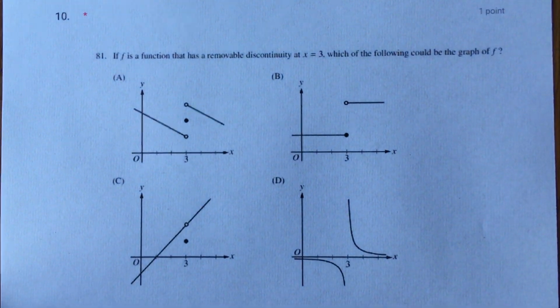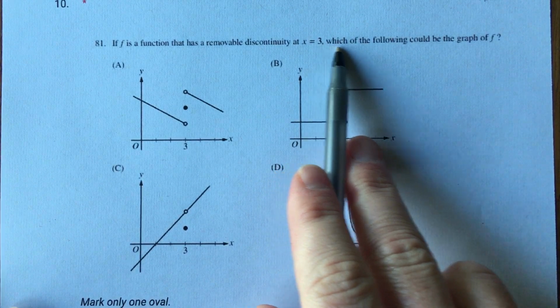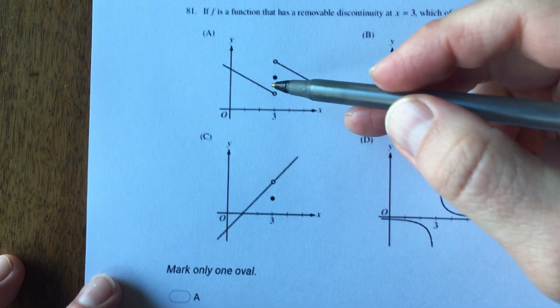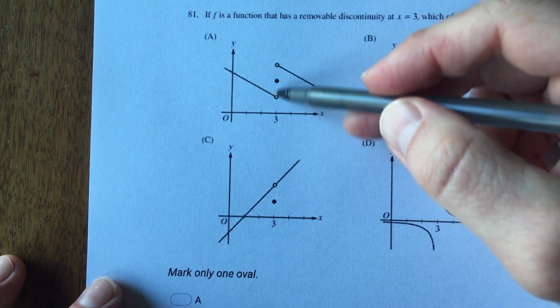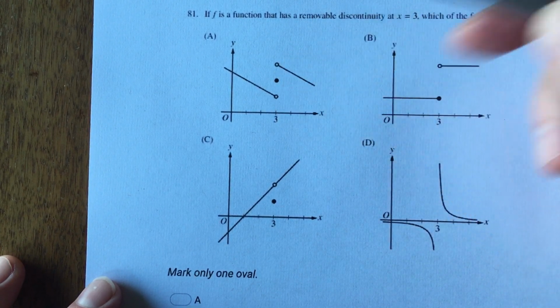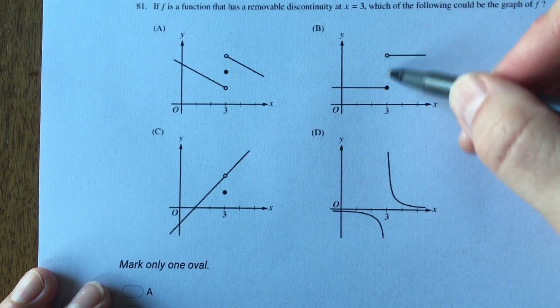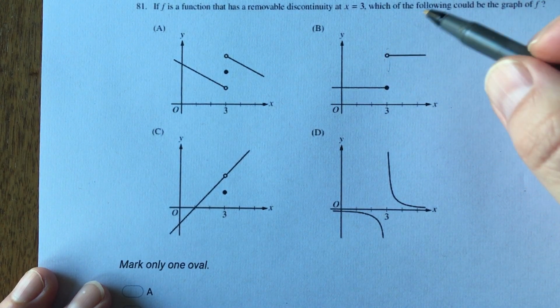Then our last one takes us all the way back to the beginning. If f is a function that has a removable discontinuity at 3, which of the following could be f? So here we have a jump discontinuity. We're not going to be able to remove it by just simply redefining or plugging the hole. B is also a jump discontinuity. We can't bridge this gap by just simply plugging a hole.